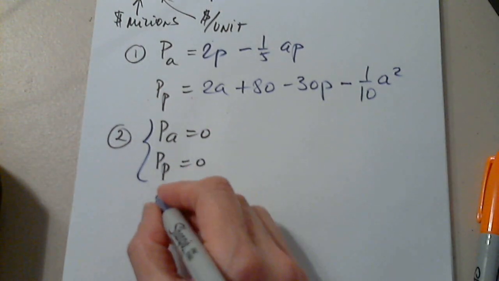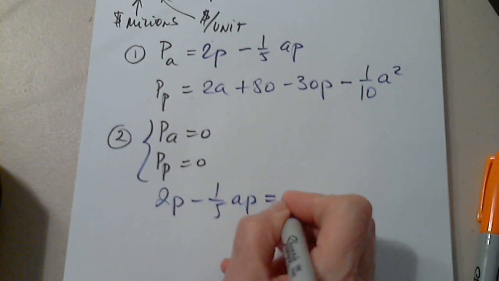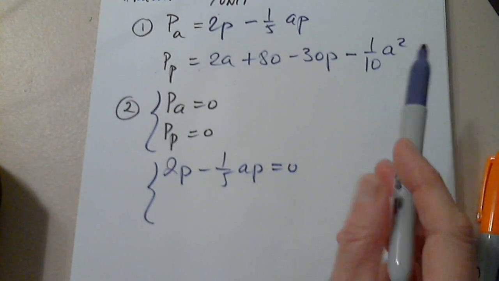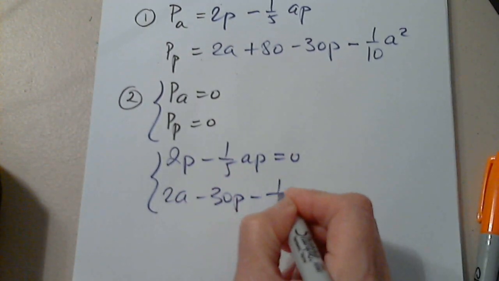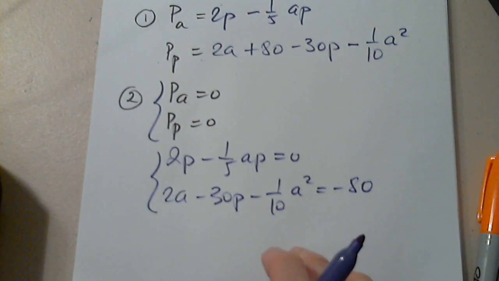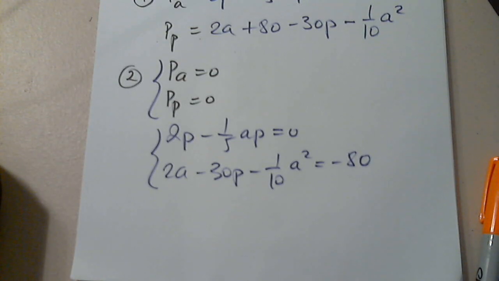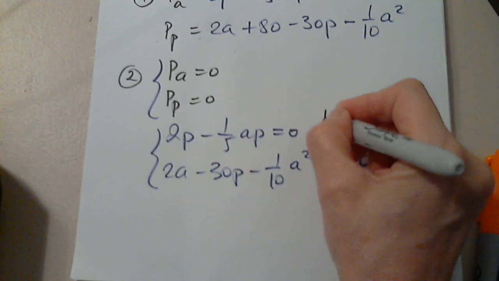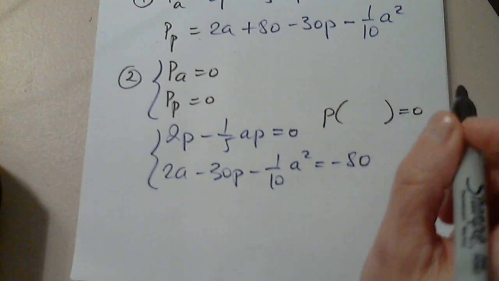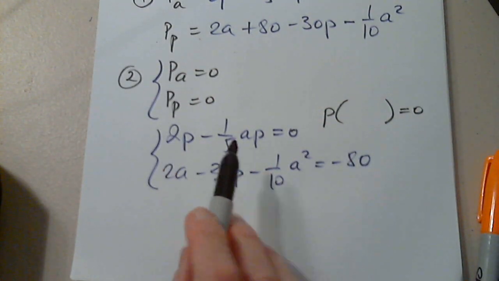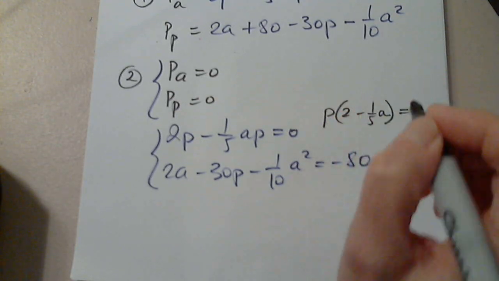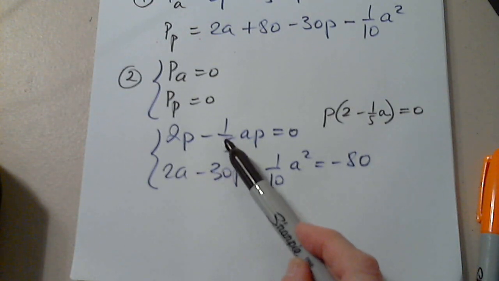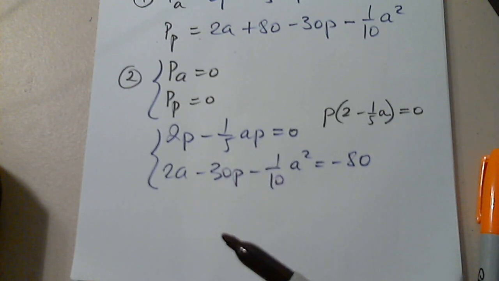We create the system. So 2P minus 1/5 AP equals 0. And the other one is, I'm going to move 80 to the other side: 2A minus 30P minus 1/10 A squared equals negative 80. Okay, so let's see how we solve this system. Now, I notice here that these two terms have P in common. So I'm going to factor out P. And I have 2 minus 1/5 A in parentheses. 2 minus 1/5 A. Do we agree with this? Let's check. P times 2 is 2P. P times negative 1/5 A is negative 1/5 AP.